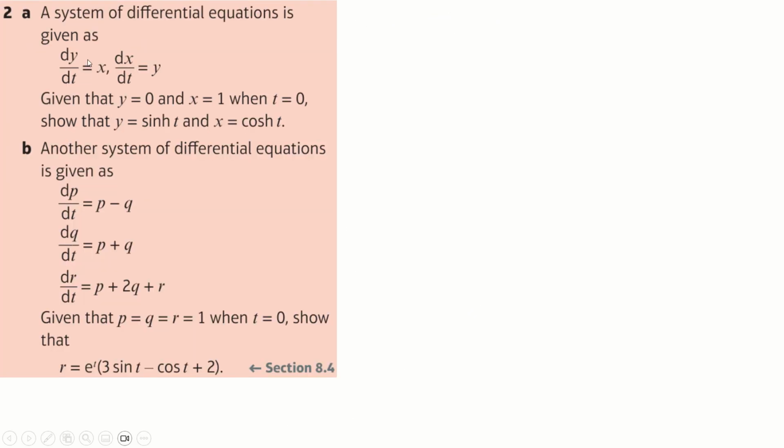Good. Next question. Solve this system of simultaneous equations here. So what I'm going to do is take this one here and differentiate it with respect to t. I just wrote it the other way around for some reason, I'm not sure why. Differentiate with respect to t, and now I can shove this result here.